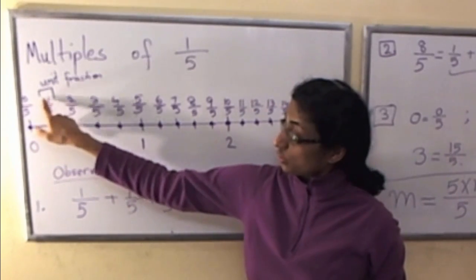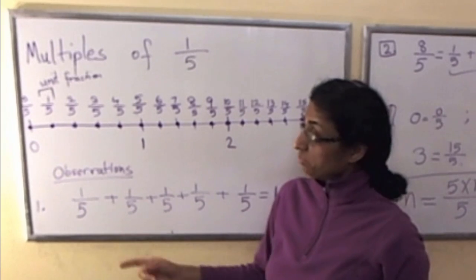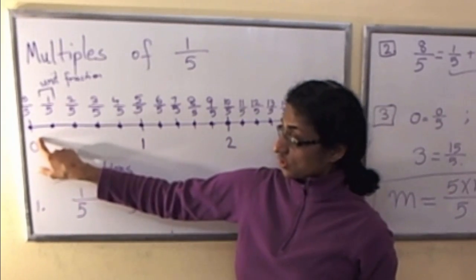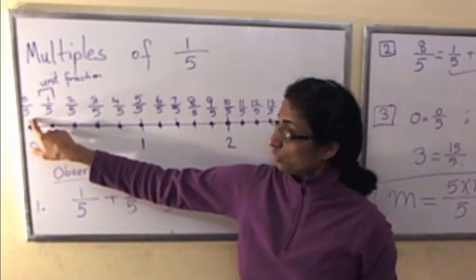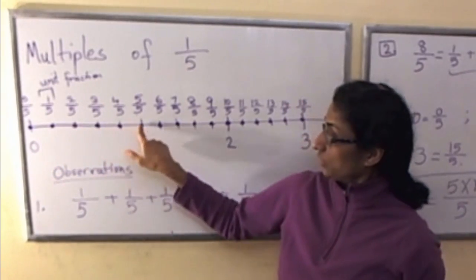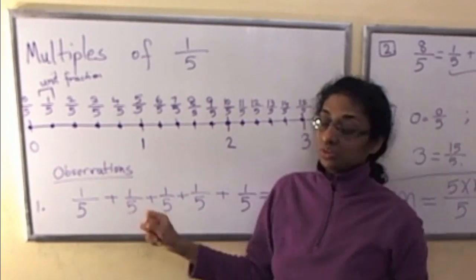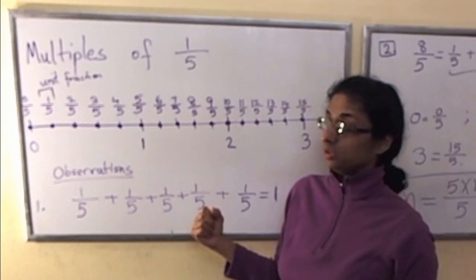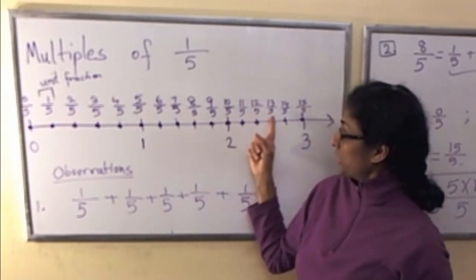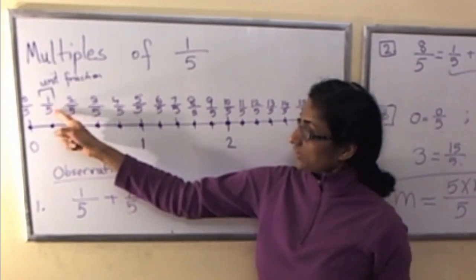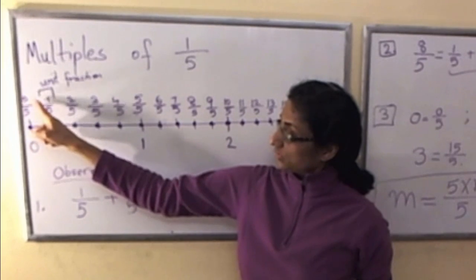The unit refers to the 1 in the numerator. You can remind them that 0 by convention is the 0th multiple. We write it as 0 over 5. And the labeling of the rest of the points should be easy. Each label is a fraction symbol with 5 in the denominator.